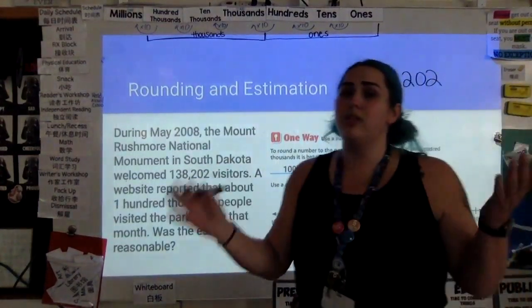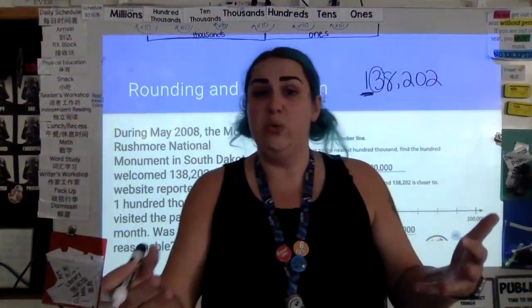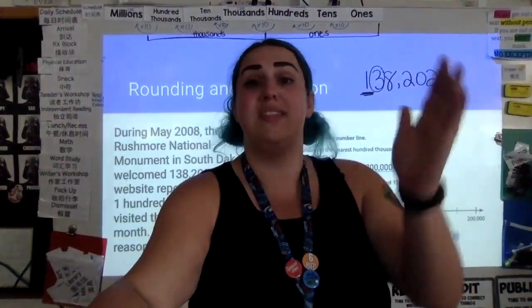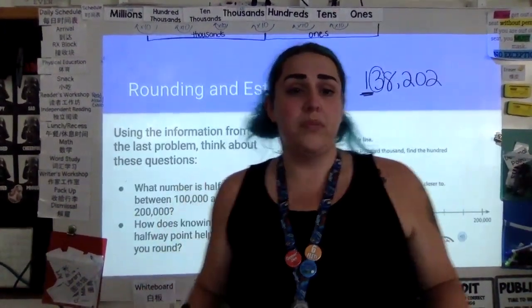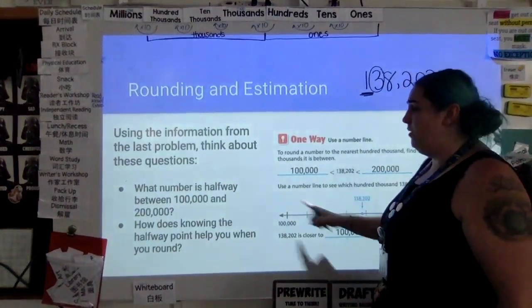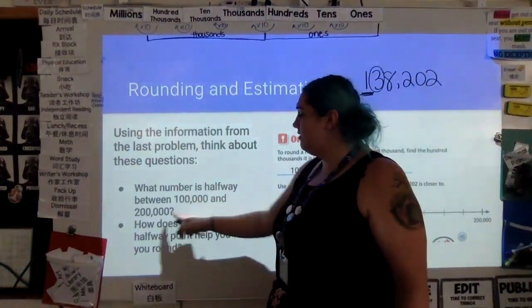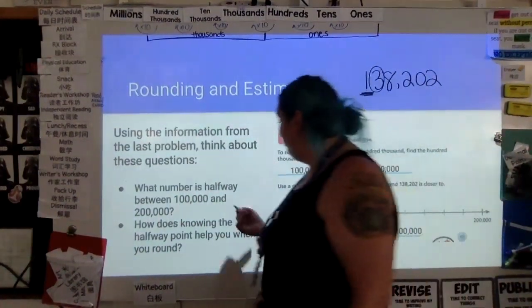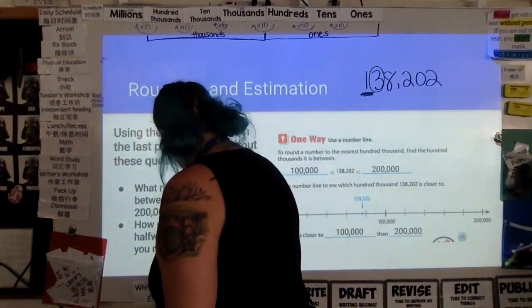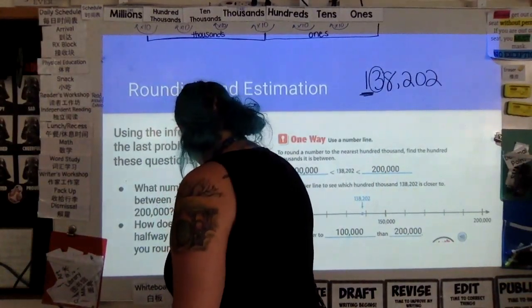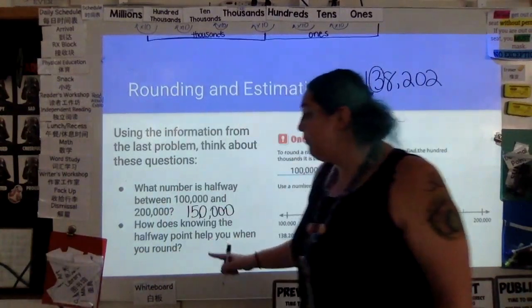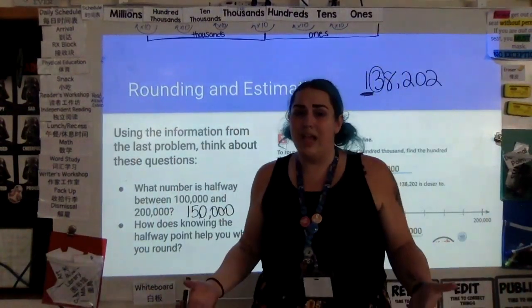So using number lines when they're given to you is kind of nice. It makes it really easy because you can see it, okay? So let's think about that information. We talked about what number is halfway between 100,000 and 200,000. It is 150,000.